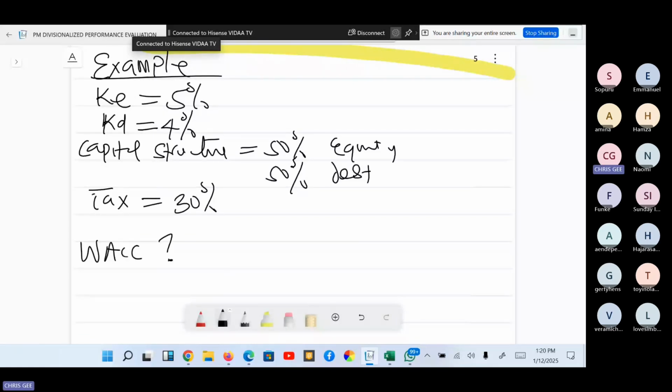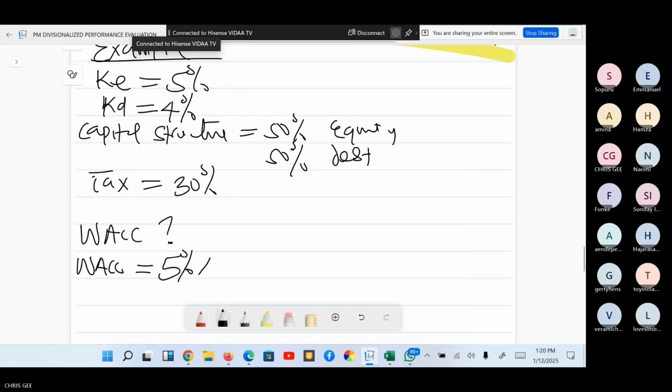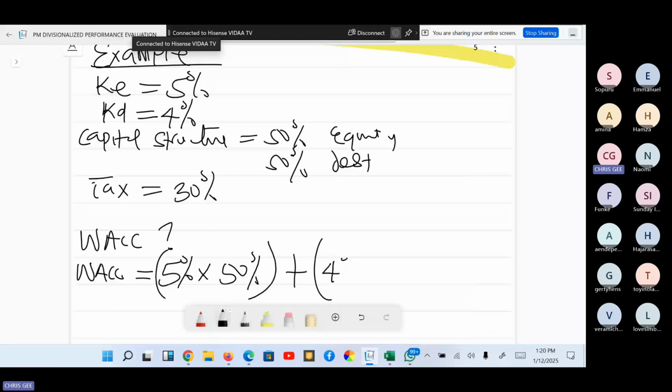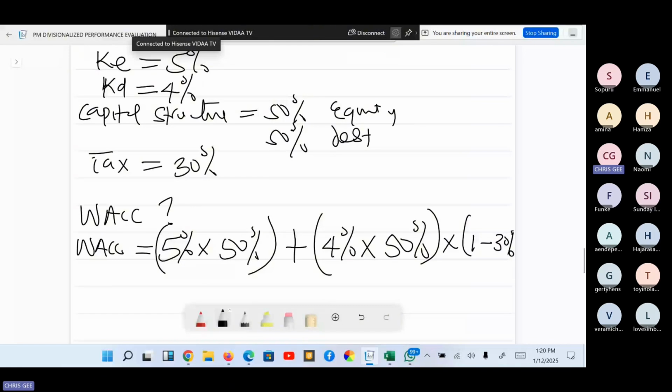According to this, our weighted average cost of capital equals, first, KE, 5%, multiplied by what? 50%. Plus, cost of debt is how much? 4%, multiplied by what? 50%, multiplied by 1 minus 30%. No thinking, you are done. 1.5 marks for doing nothing. For doing nothing. So what do we have? Punch your calculator figure.